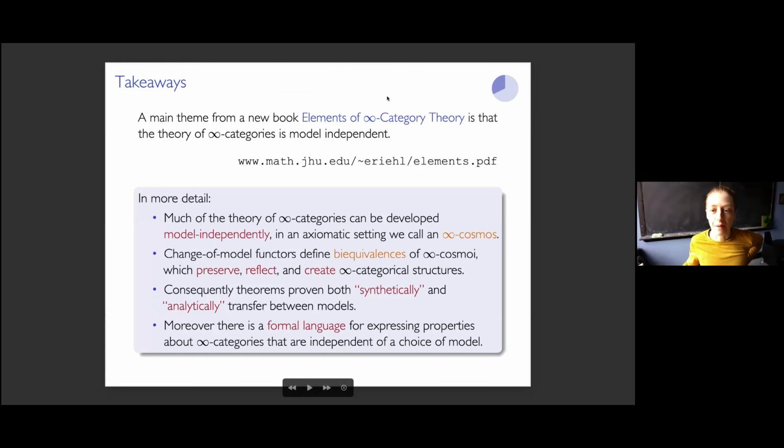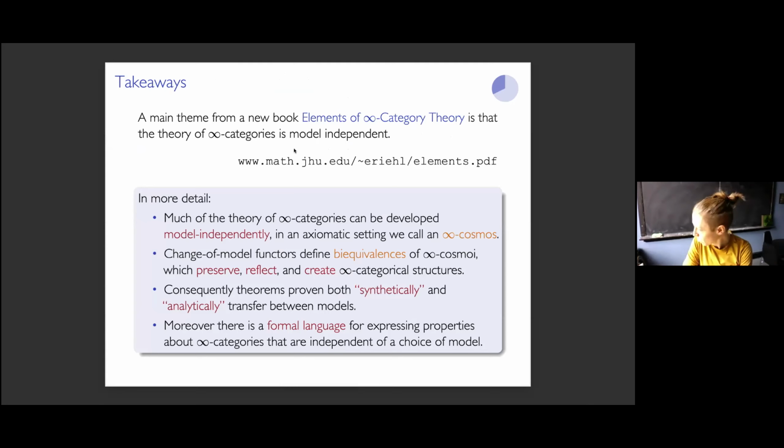So what Dominic and I have developed is a new approach to the foundations of infinity category theory. We've presented it in a book, and it's intended as something that you could read first, if this could be a first introduction to infinity categories. And it is model independent from the start.